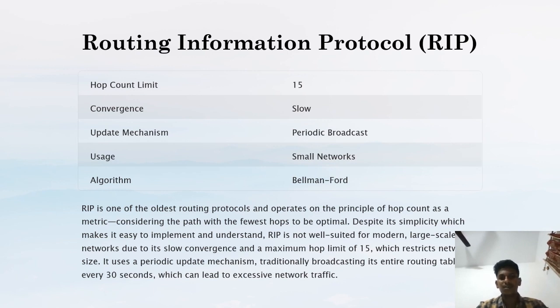Despite its simplicity, which makes it easy to implement and understand, RIP is not well suited for modern large-scale networks due to its slow convergence and maximum hop limit of 15, which restricts network size. It uses a periodic update mechanism, traditionally broadcasting its entire routing table every 30 seconds, which can lead to excessive traffic.